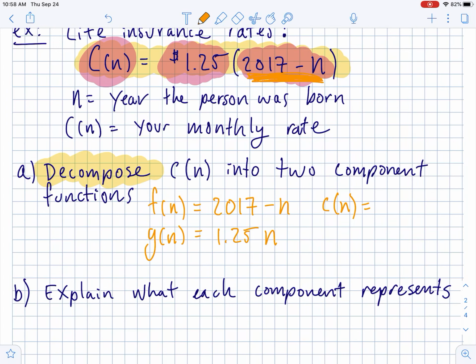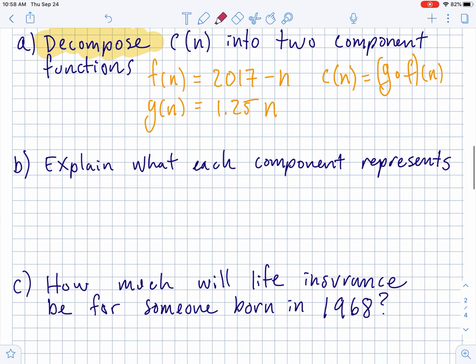So this is g of f of n, according to this f of n and this g of n. Don't like those highlighter colors.